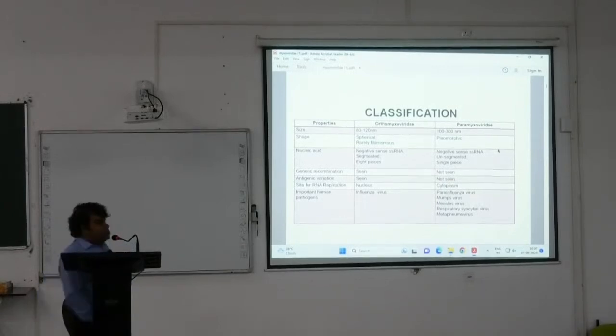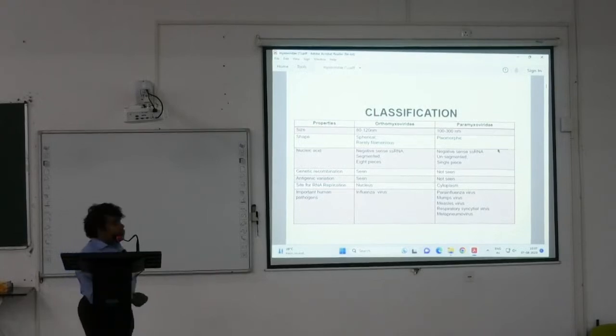If you look at the differences between the ortho and the paramyxoviridae, you will see that first the shape of orthomyxoviridae is spherical, whereas in paramyxo they are pleomorphic. They are slightly larger as compared to the ortho. Another important point: although both of them have negative sense single-stranded RNA, in paramyxoviridae it is unsegmented, whereas it is segmented in orthomyxoviridae, which has 8 pieces, whereas in paramyxoviridae it is only one piece. Okay.